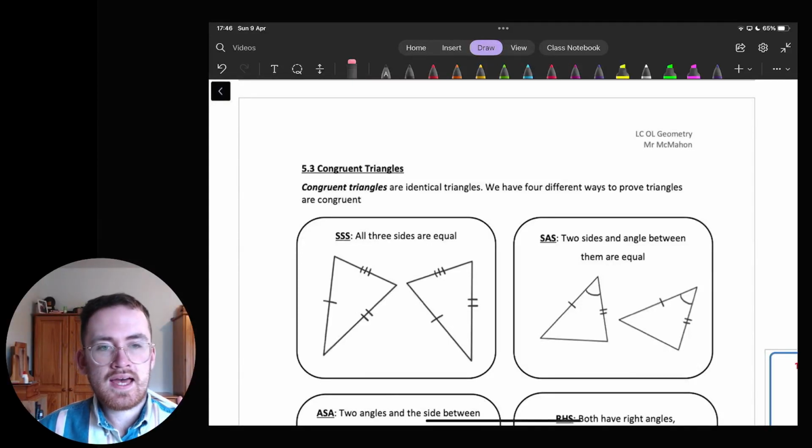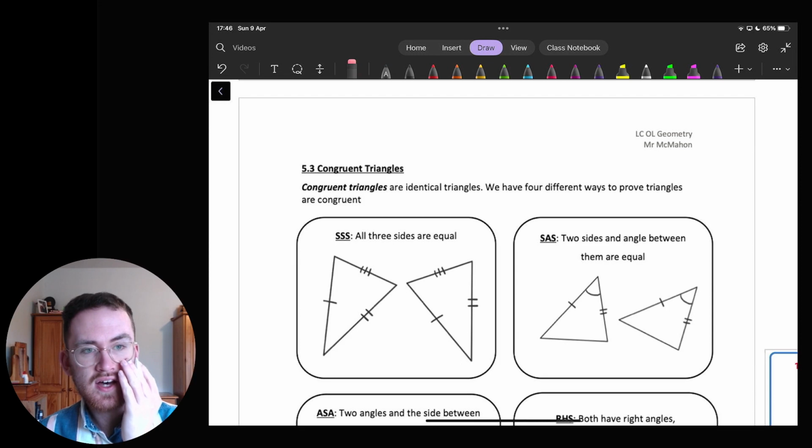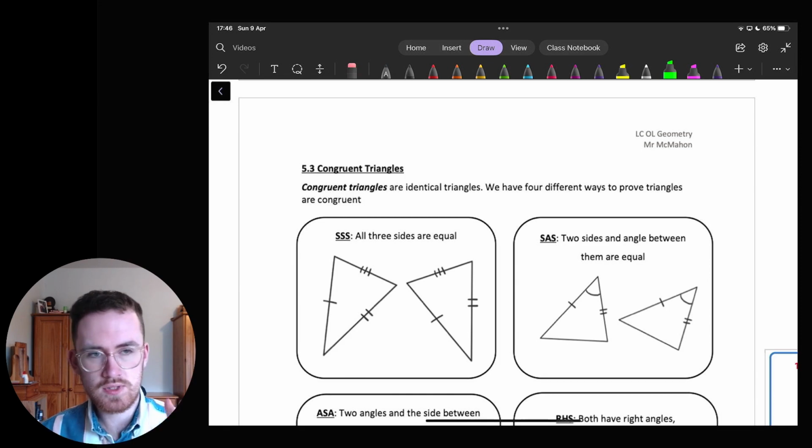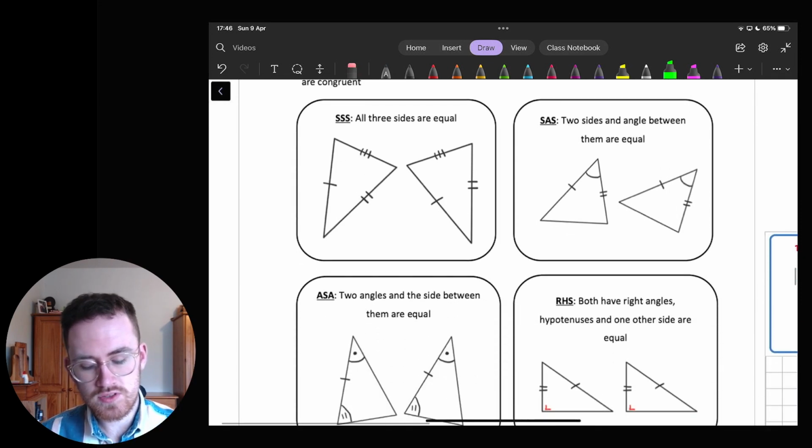Okay, so we're going to look at congruent and similar triangles. First of all, congruent. Congruent triangles are two triangles that are identical to each other. They have the same angles compared to each other, the same sides, the same everything, identical to each other. And we have four different ways to prove that they're congruent.